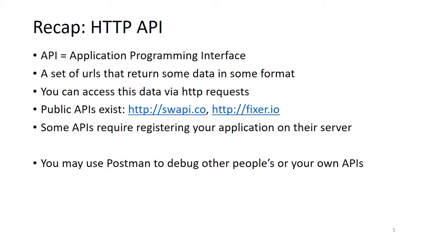And I showed you two APIs, for example, Star Wars API and Fixer.io, that allow you to get some data, for example, currency exchange rates. And I also showed you a third API called myjson.com. With this, we actually changed some data, not only got some data, but also pushed some data to this API, and it was saved.